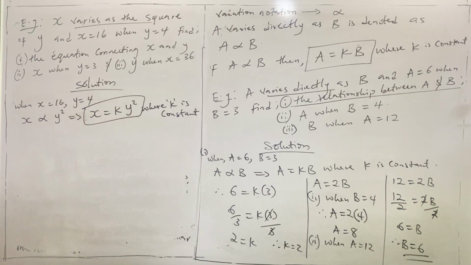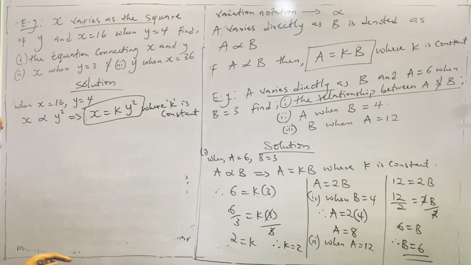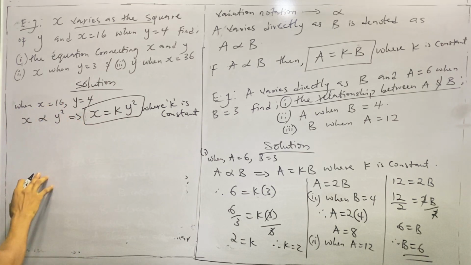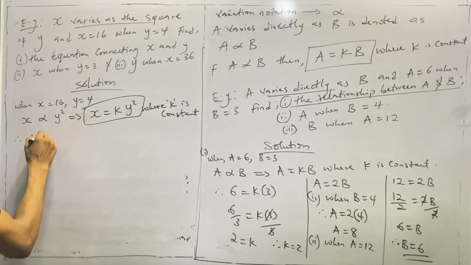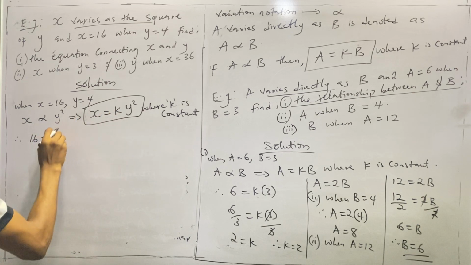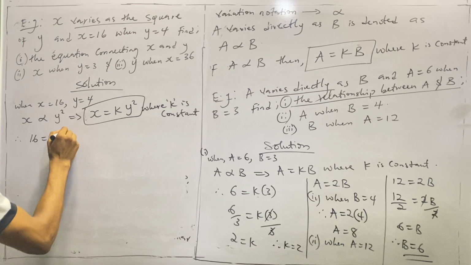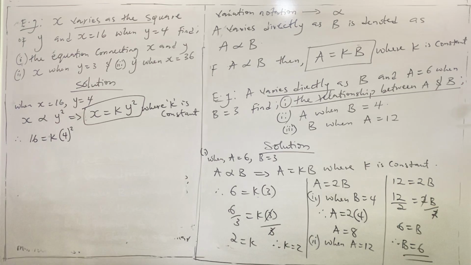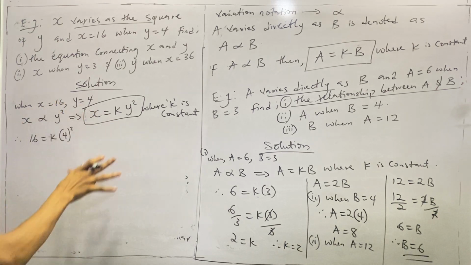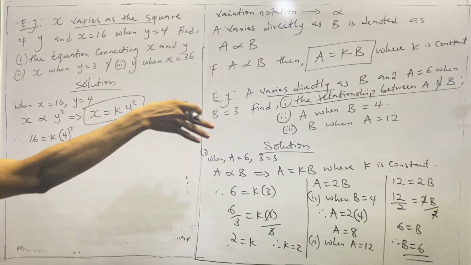So from here now we can solve. We can find the value of k. Remember, whenever you set up the equation connecting the two of them, find the constant first. That will now be your standard equation, okay? So let's find the constant. When x is 16, we are looking for k. Our y is 4, right? So we'll put 4 here, squared. I've told you why these values are given. They are given so that you can find the constant, okay? That is their job. If you can find the constant, then you can find the one quantity given the other.